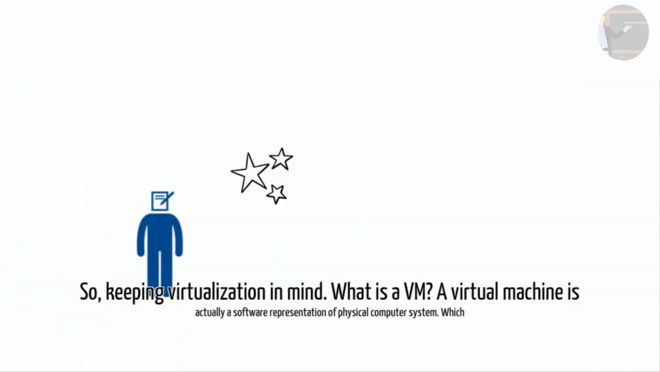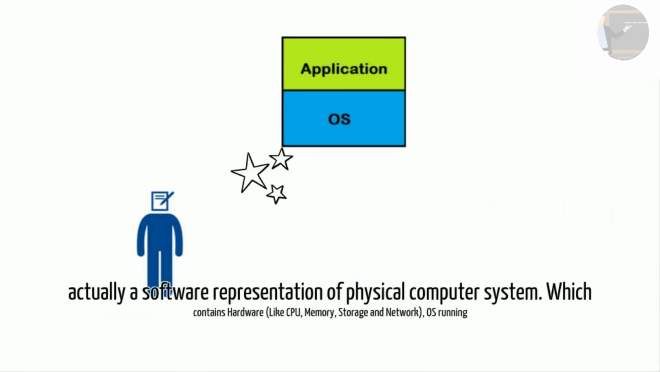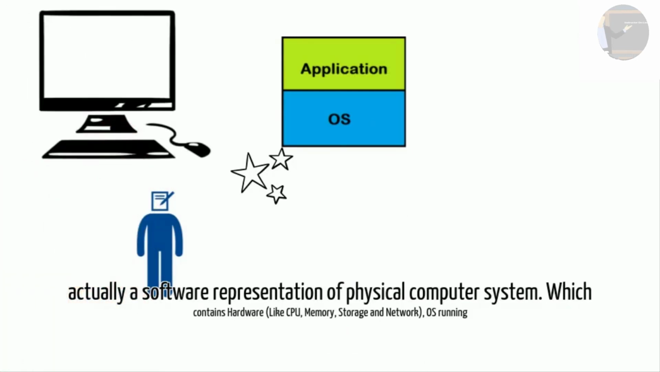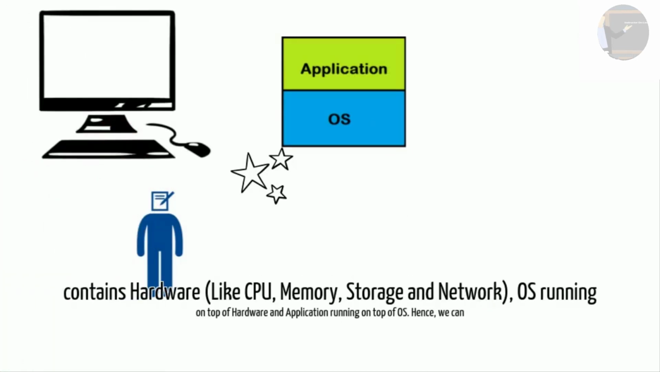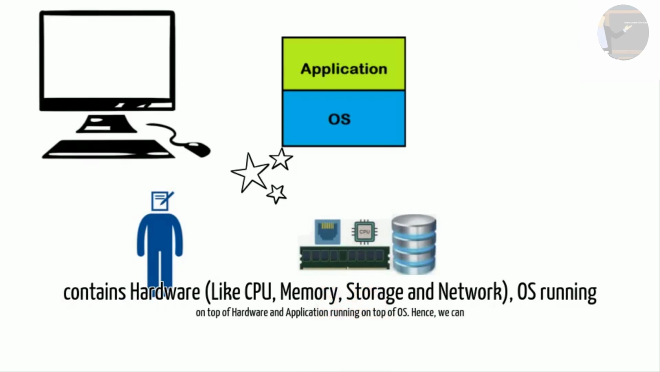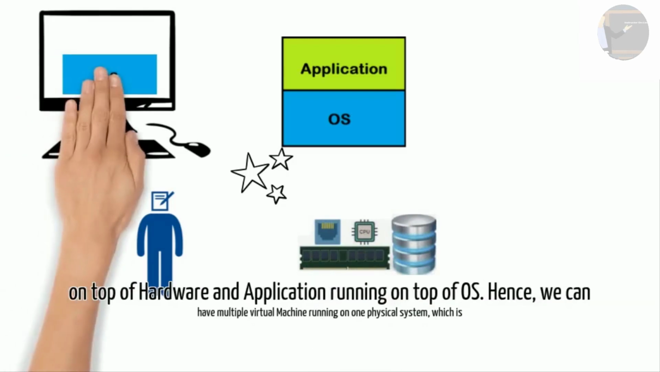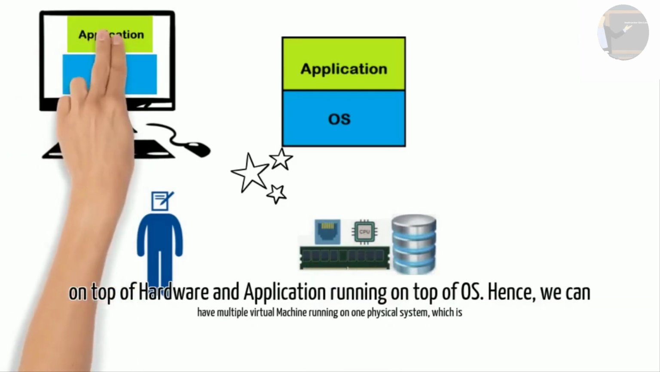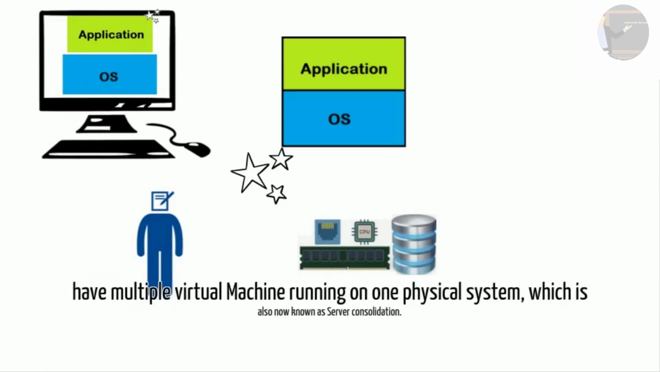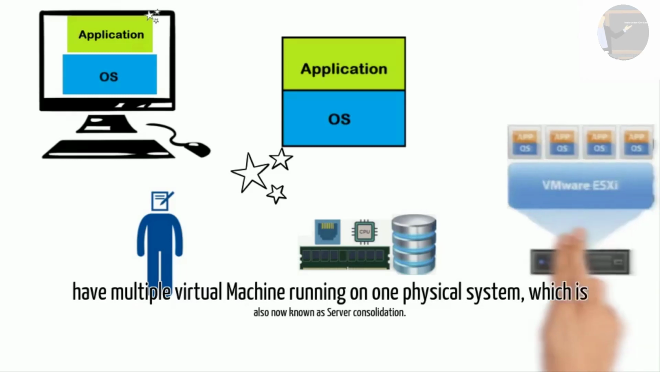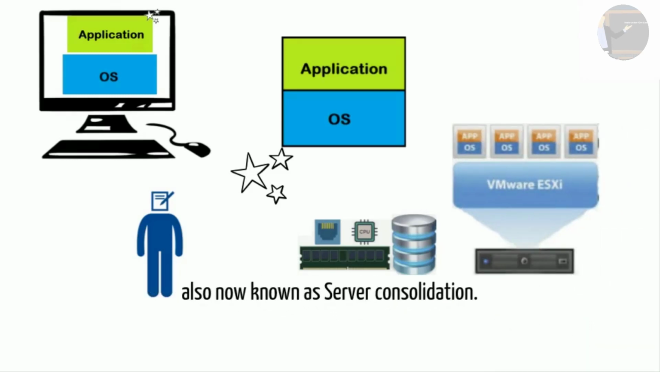So keeping virtualization in mind, what is a VM? A virtual machine is actually a software representation of a physical computer system which contains hardware like CPU, memory, storage, and network. Our OS runs on top of hardware and applications run on top of the OS. Hence, we have multiple virtual machines running on one physical computer system, which is also known as server consolidation.